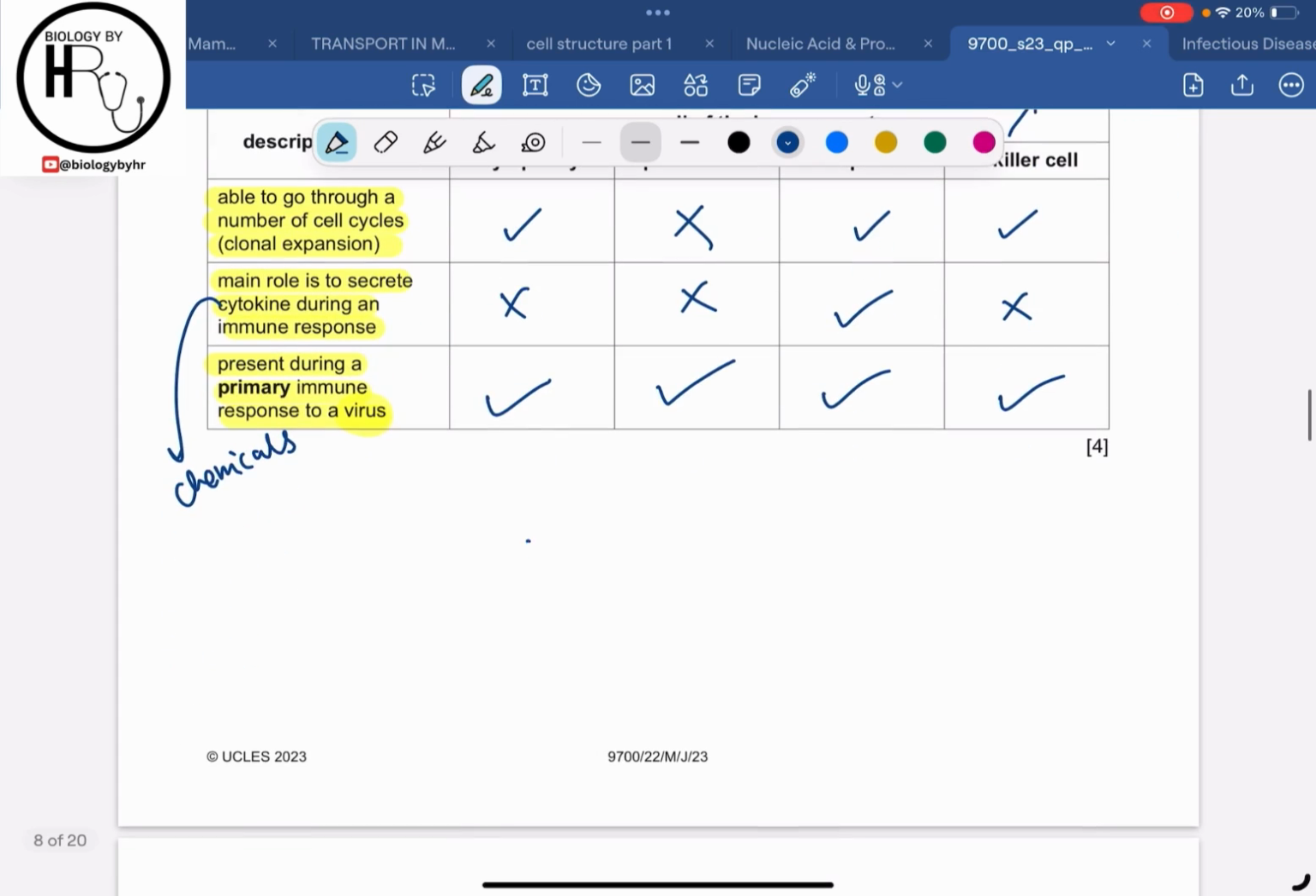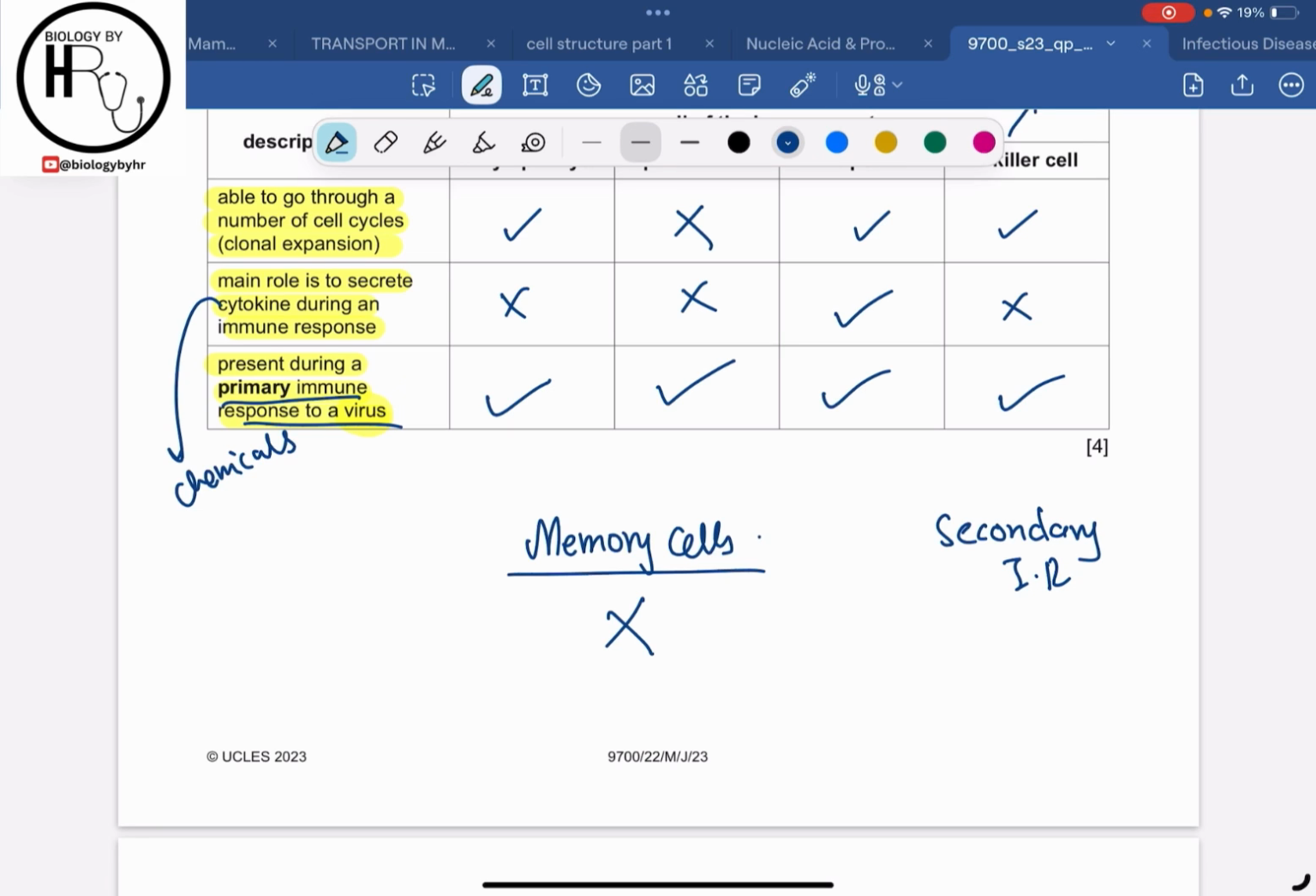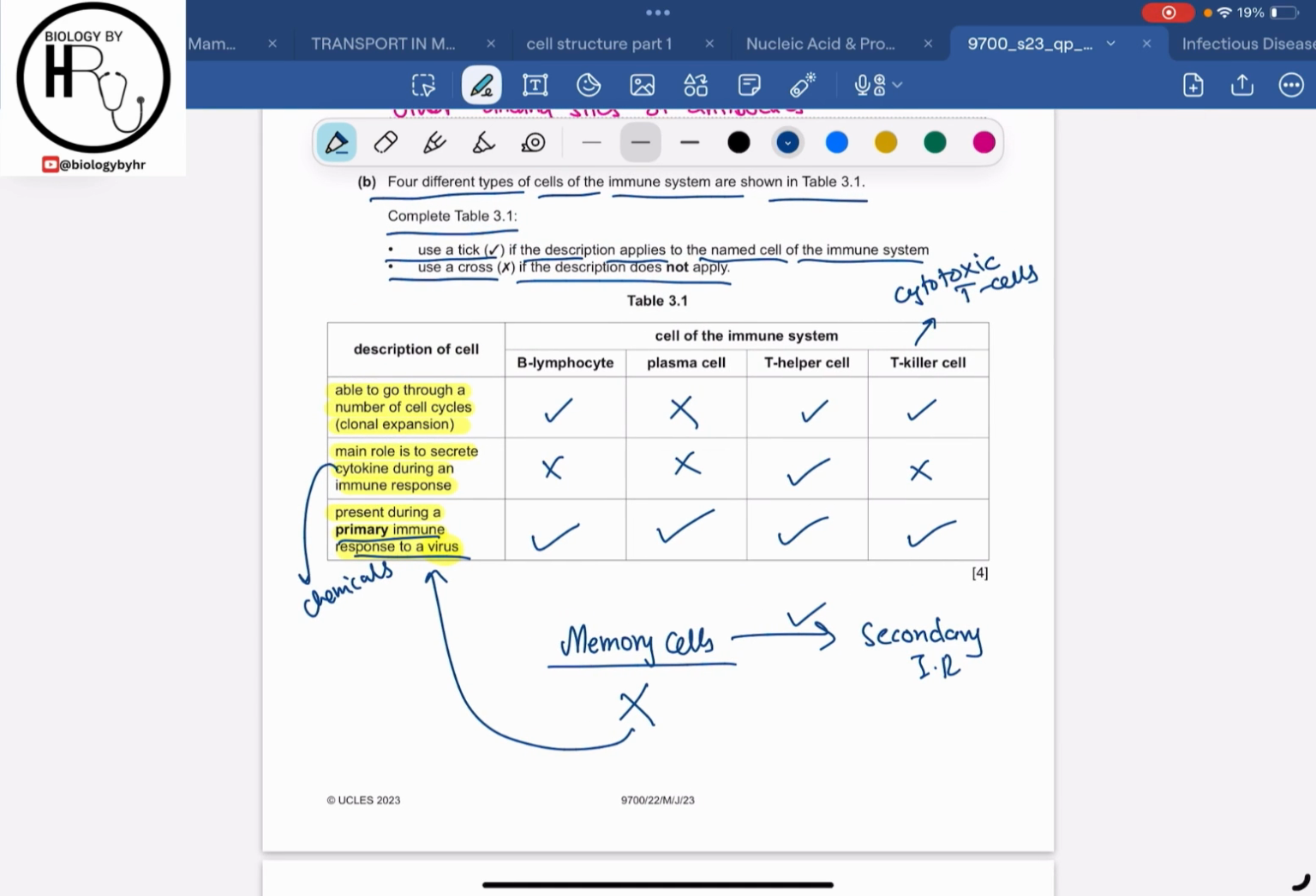Yes, if they would have asked about the memory cells, are the memory cells going to be present during the primary immune response? So no, the memory cells are not going to be present in the primary immune response. However, in the secondary immune response, the memory cells are going to be present. But in the primary immune response, the memory cells are not going to be present, right? So this is how you are supposed to answer this part. I hope that this is clear.